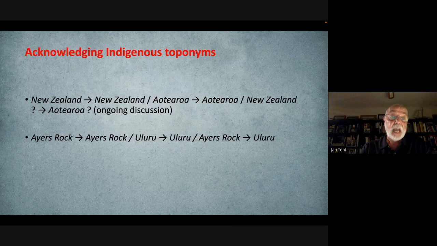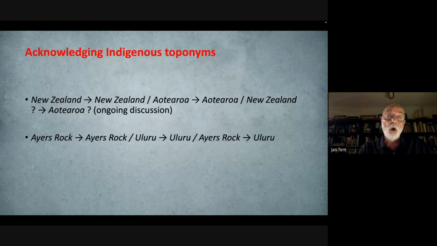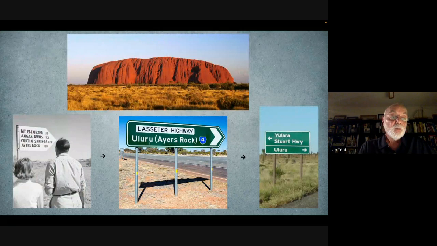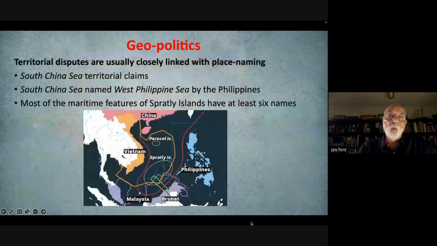as Aotearoa. Ayers Rock in the Northern Territory in Australia was known, later on in the 1990s, I think, as Ayers Rock Uluru, and then it was changed to Uluru Ayers Rock, and now it's just known as Uluru. That's the picture of Ayers Rock, and we can see an old picture of a road sign on the left saying Ayers Rock, 189 miles, and then later on, Uluru Ayers Rock, and now the road sign just says Uluru. So changing of names will indicate a change of attitude and a change of what people see as their personal identity. So this leads us into geopolitics.